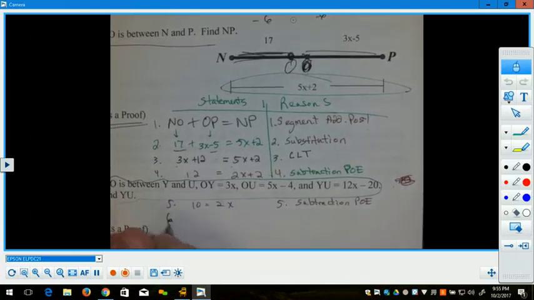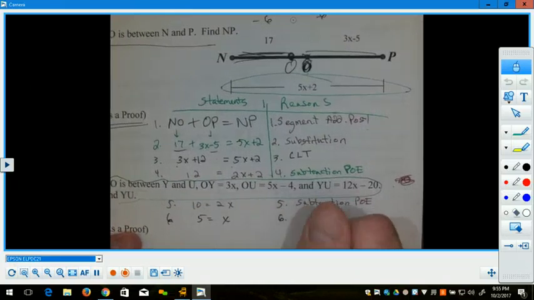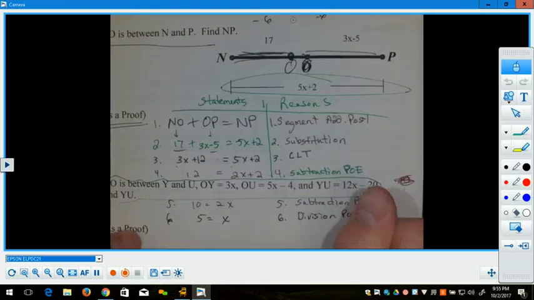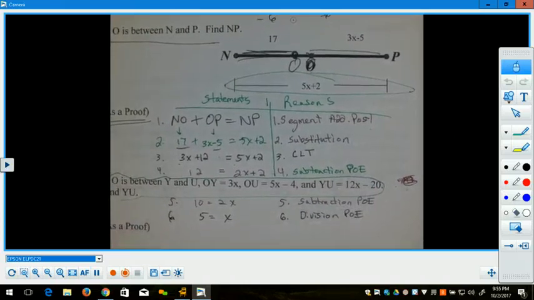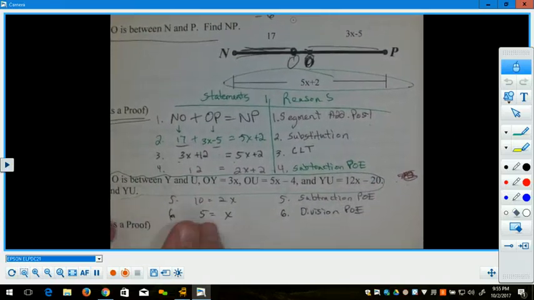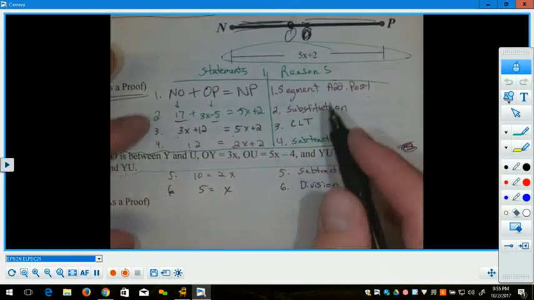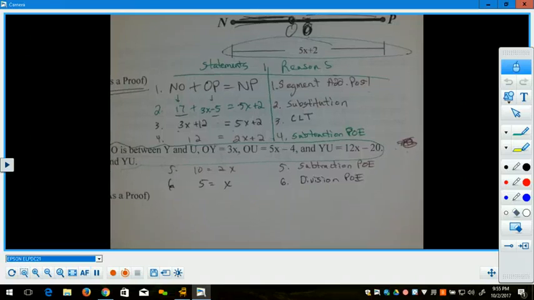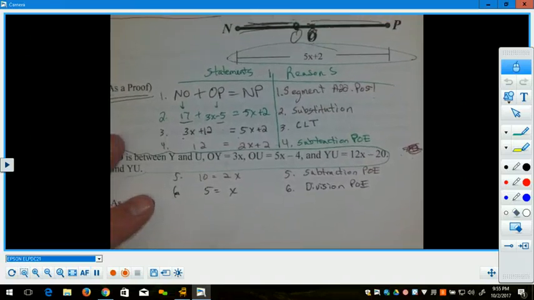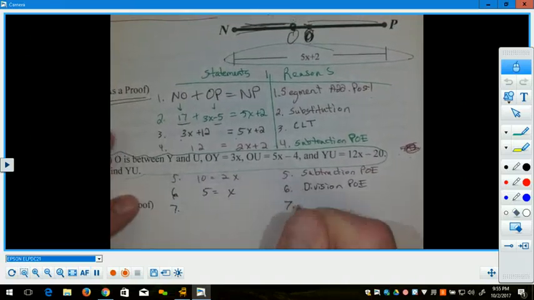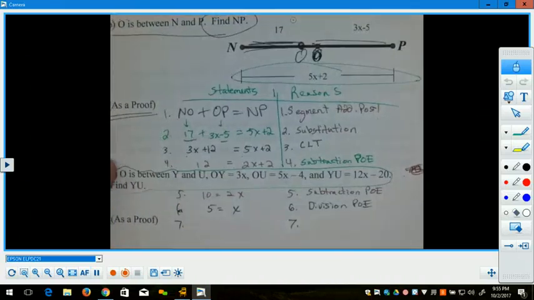Line 6, we divide by 2, so we get 5 equals x. And that would be the division property of equality. And that almost completes our proof. Technically, we should have one more line flipping this, saying x equals 5, symmetric property of equality, but I'll be okay with this as long as you get the answer for x. And actually, we need more, so there actually is one more step, because we're supposed to find NP.